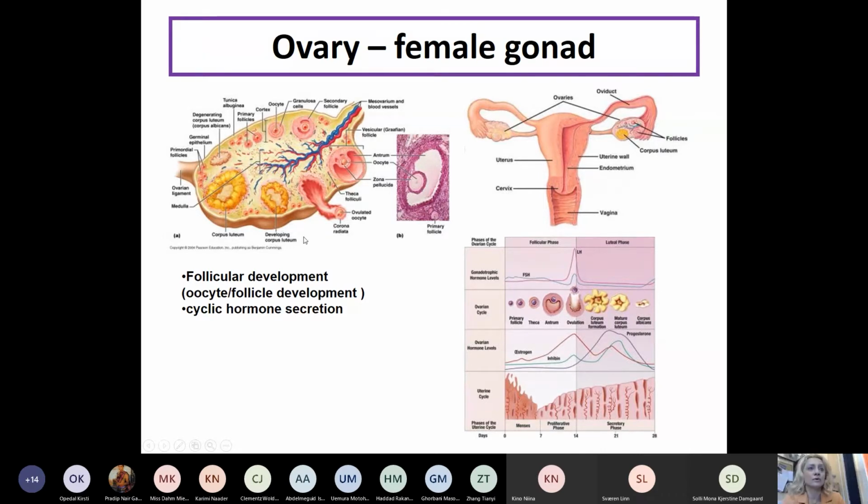Half of it you already know, if not all of it, from last semester. So it is complicated, but half of it is revision. We have to also review and learn new things about the cyclic hormone secretion. These are the two main things that happen in the ovary.